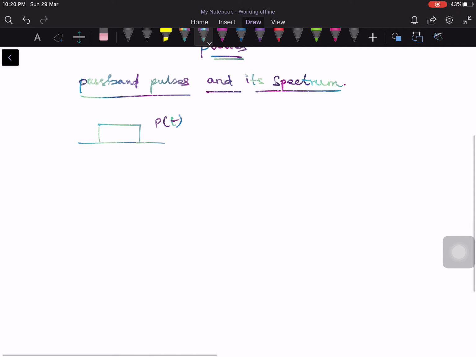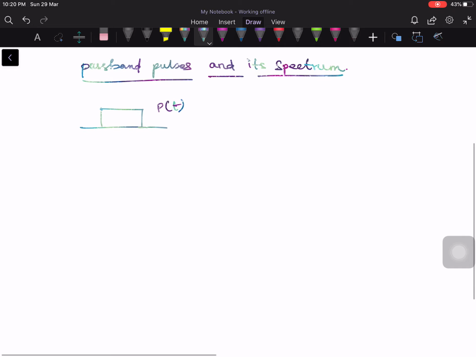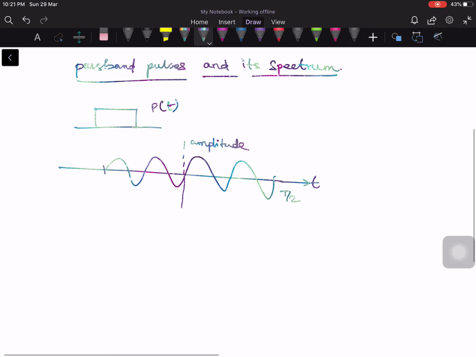It will be a gated or windowed form of a simple sine wave. You take a sine wave, one cycle, second cycle, third one, fourth one, and this is the time axis, and amplitude. It exists between minus T by 2 and plus T by 2. This is the 0 point. This is your baseband pulse, and this is the passband pulse.